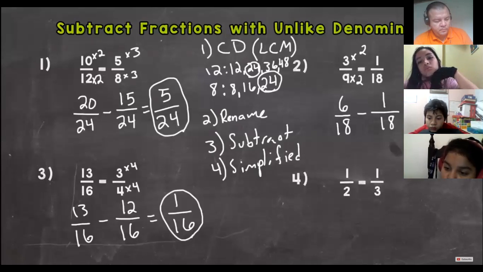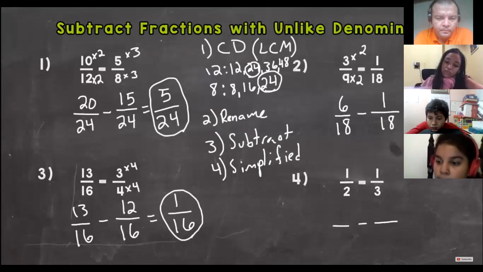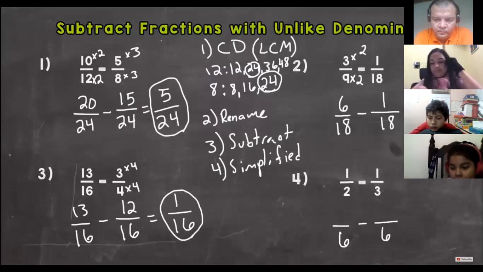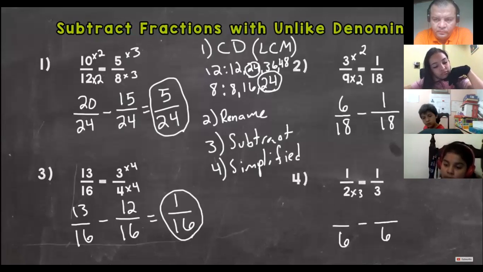1/16. Number 4, 1/2 minus 1/3. So we need our least common multiple there. And if you were to write out your list for 2 and 3, or maybe you just recognize what it's going to be, we should have a least common denominator and least common multiple of 6. 2 times 3 is 6. 1 times 3 is 3.